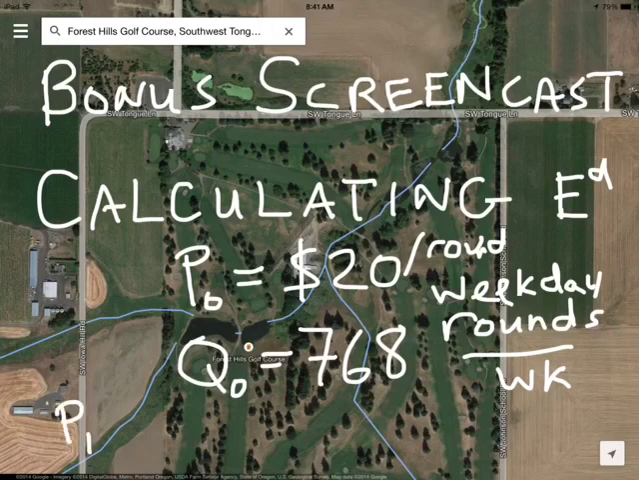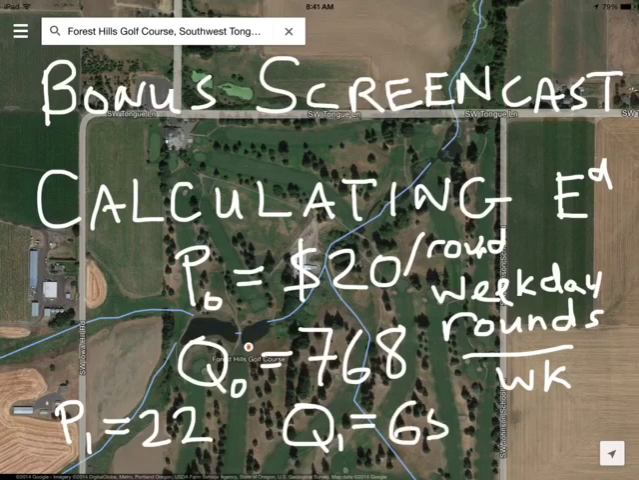Let's give an example. Let's say they need to increase revenues and they just decide to try to increase revenues by trying to raise price 10% to $22 per round. But as a result, the quantity demanded, there's a lot of golf courses around here, let's suppose just falls to 650 rounds per week. And I'm making these numbers up, but it's just an example. All right, well, let's do some calculations with those numbers. So again, this is our example.